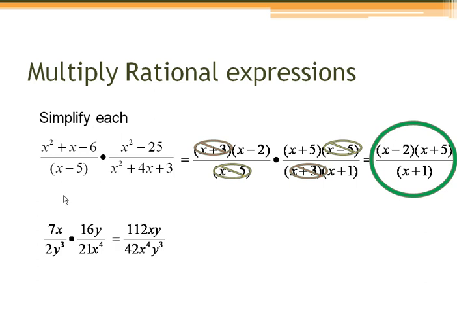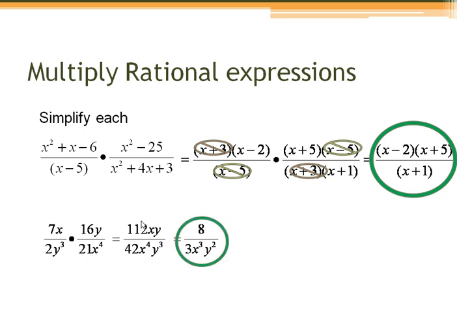Next one, you've got a couple options. You can multiply straight across: 7 times 16, x times y, 2 times 21 on the bottom, y to the third, and x to the fourth. You can do it that way, or you can try to cross stuff out first, like we did up here with the factored stuff. 7 and 21 have 7 in common, 2 and 16 have 2 in common, the y's have stuff in common, the x's have stuff in common. You can do it beforehand or after, it's up to you. Just pick a way and get used to it, be comfortable, and go from there.